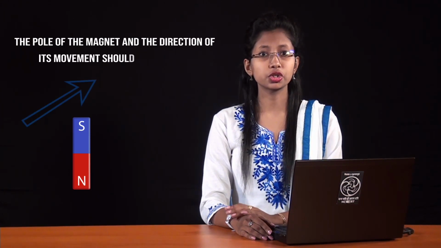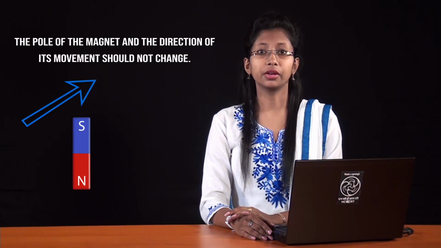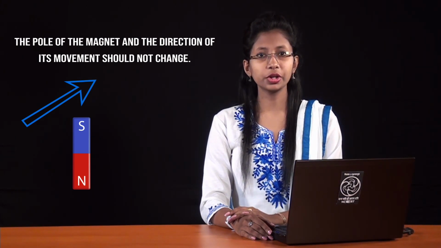One thing that you should remember is that the pole of the magnet and the direction of its movements should not change. If you want, you can also use an iron nail, a needle, or a blade and convert them into a magnet.